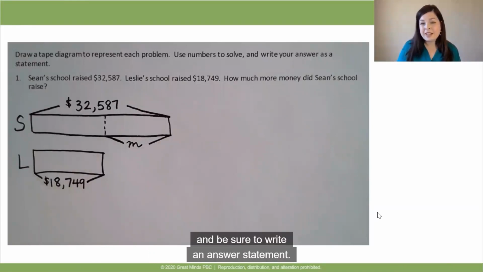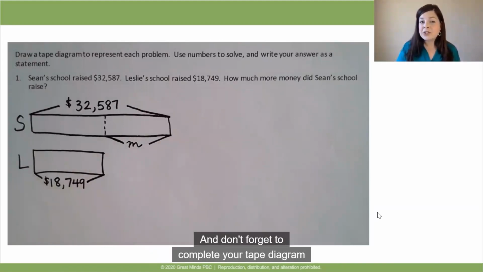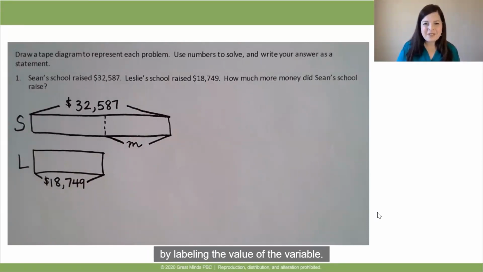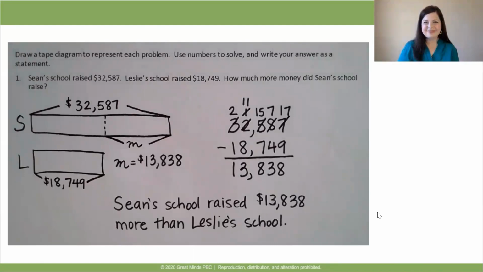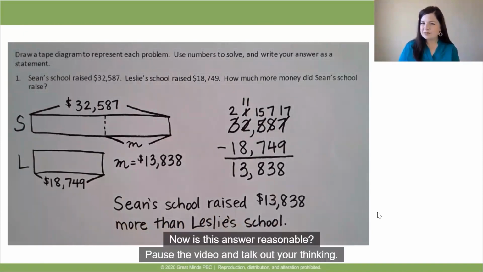Pause the video now and use numbers to solve the problem, and be sure to write an answer statement. If it's helpful for you as you solve, you can use a place value chart to help you. And don't forget to complete your tape diagram by labeling the value of the variable. Welcome back. Hopefully you found that Sean's school raised $13,838 more than Leslie's school. Now, is this answer reasonable? Pause the video and talk out your thinking.